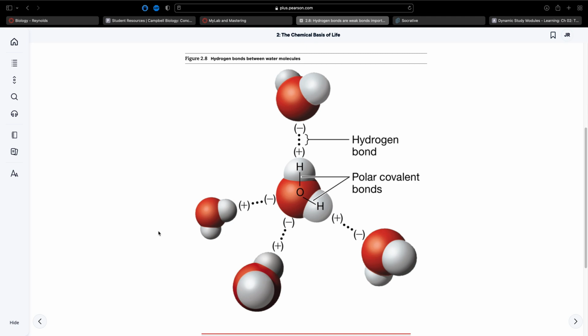And then oxygen has a lot of electrons hanging out there in its valence shell, so that makes the oxygen side slightly negative. So as we've learned, water is like a magnet, and it sticks to itself. That's what cohesion is. The word cohesive means together.